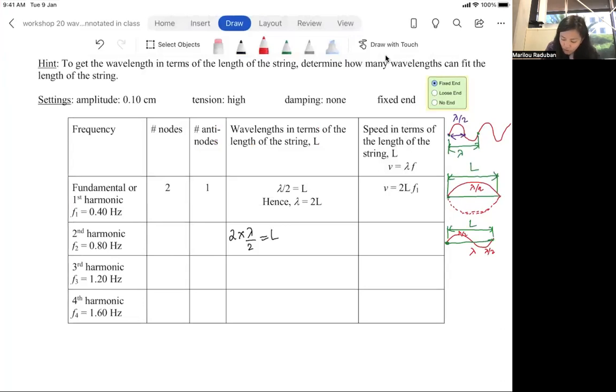If we rearrange this equation to isolate wavelength, you'll have 2 times the length over 2. And for the speed, which is equal to wavelength times the frequency, the wavelength is 2L over 2, and the frequency is F2. Now for F3, change the frequency, make it 1.2 hertz.